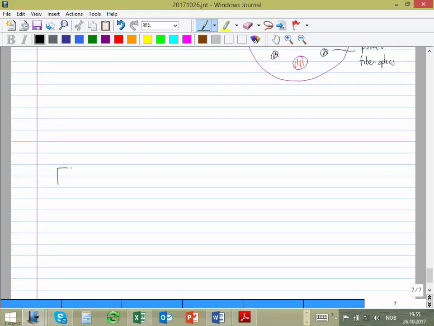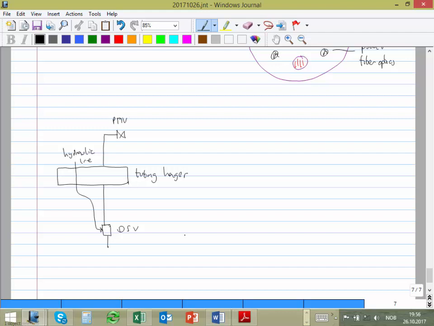So you have the tubing hanger. Below here you have the downhole safety valve, DSV. And you have here one line that goes inside, actually inside this hydraulic line. And after I come up here, I have this PMV, which stands for production master valve.